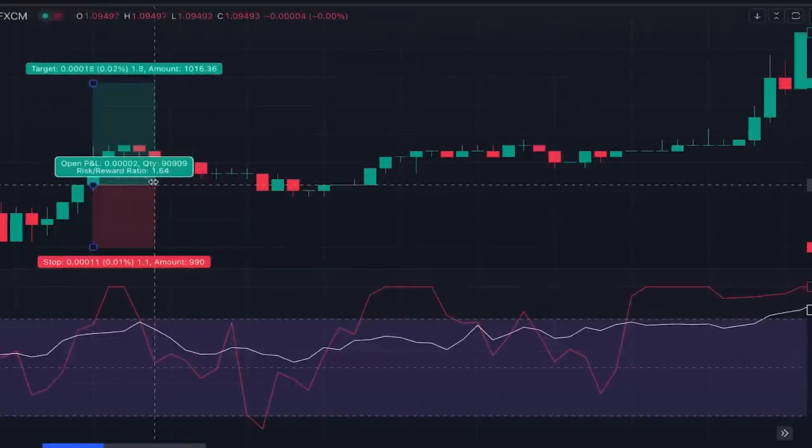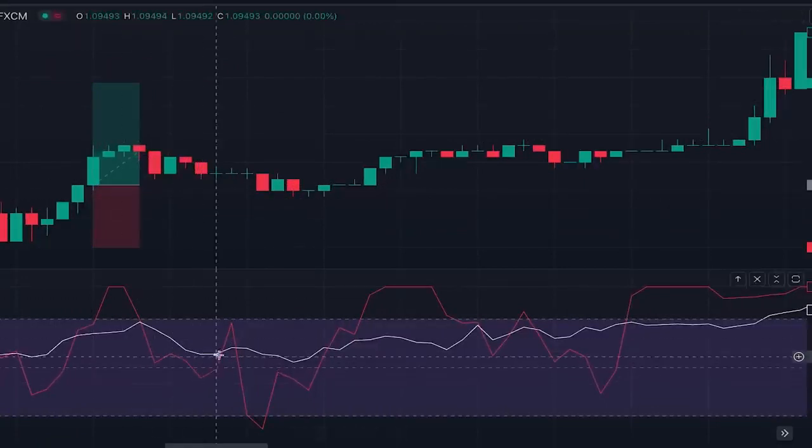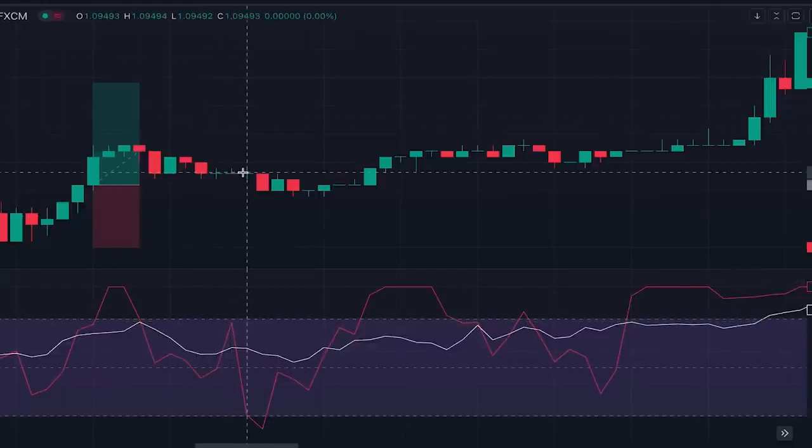After this trade, here you can see that red MFI again went below the center line, and then it crossed above the white line here. So another long position can be opened here as the new candle is opened.